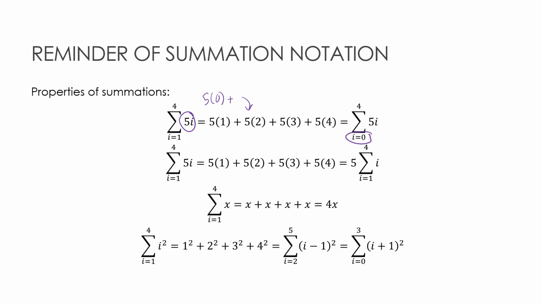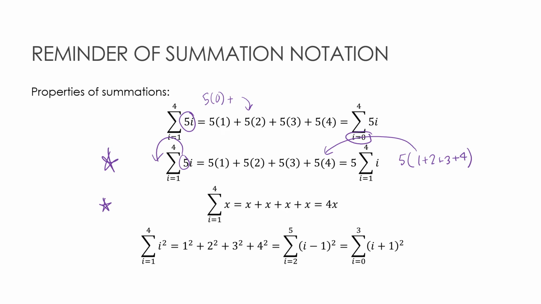The second one you use all of the time, and this basically says if you've got a number like 5, it's okay to pop it to the outside, because essentially what would happen if I took the summation, 5 times the summation of this, it would be 5 times 1 plus 2 plus 3 plus 4, and it would give me the exact same thing that I had here.